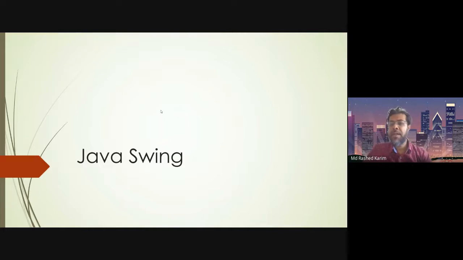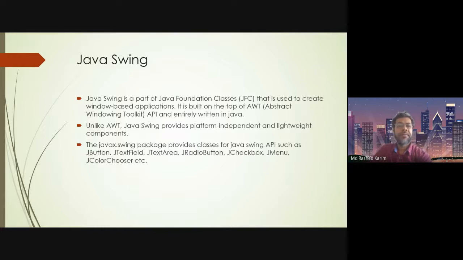It's called Java Swing that I have already told you. What is basically Java Swing? Java Swing is a part of the Java Foundation Classes, and it is used to create window-based applications. It is built on top of AWT, the Abstract Windowing Toolkit API, and entirely written in Java. Unlike AWT, Java Swing provides platform-independent, lightweight components.